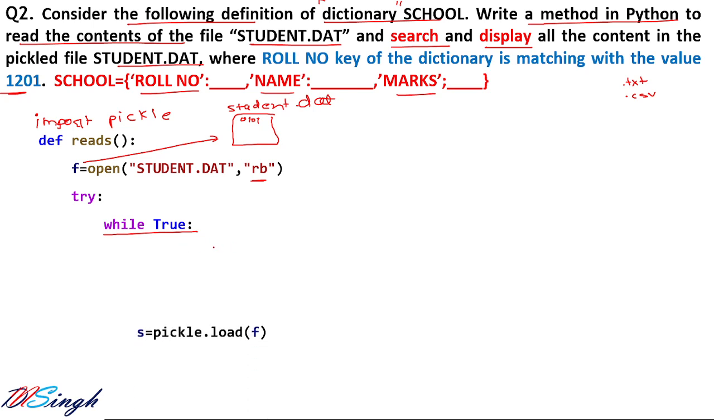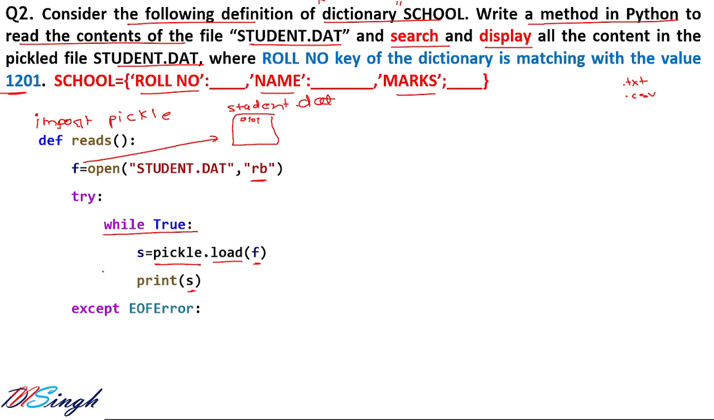Let us write the load statement. This is the module name pickle, where load is defined. It takes one argument, that is a file handle. It returns the reconstituted, or deserialized, object and stores it into S. We got the record inside S. Now our job is to print that record. We read and print that record.